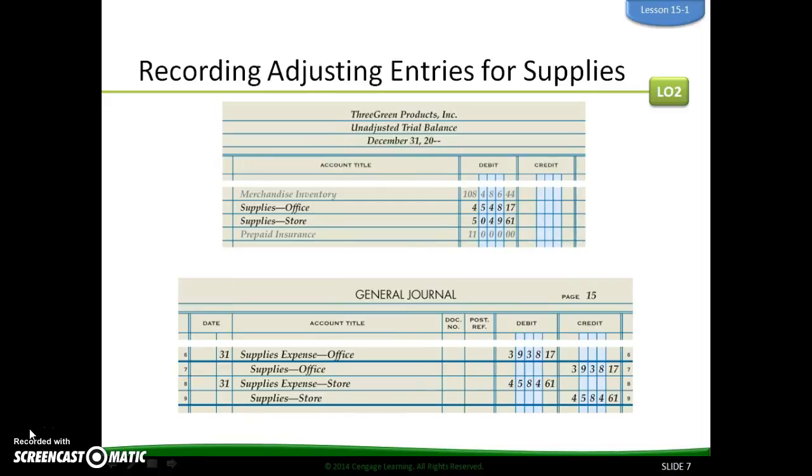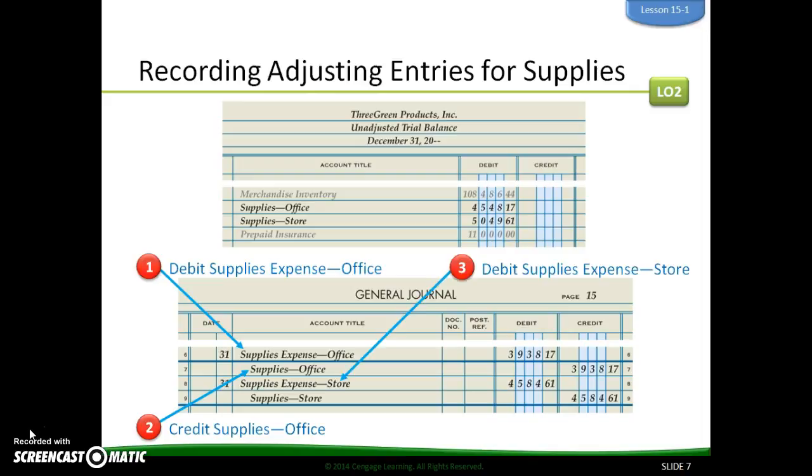So you can see where we're going to be looking at these adjusting entries. We're going to debit the supplies expense for the office, and then we're going to go ahead and credit the supplies for the office. And you can see that those amounts are the same, and we're going to do the same for the store expenses. So you would just want to consider what we're looking at here is the cost of office supplies that were on hand at the beginning of the year, plus any supplies that we purchased, and then we adjust to reflect what is actually on hand at the end of the year.